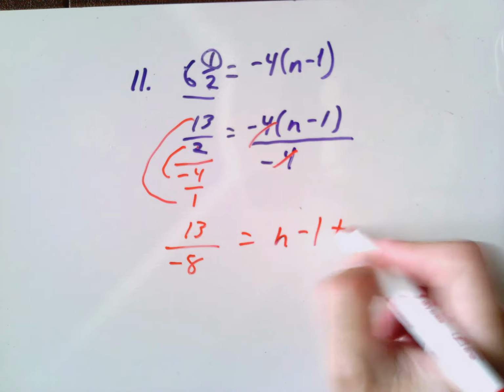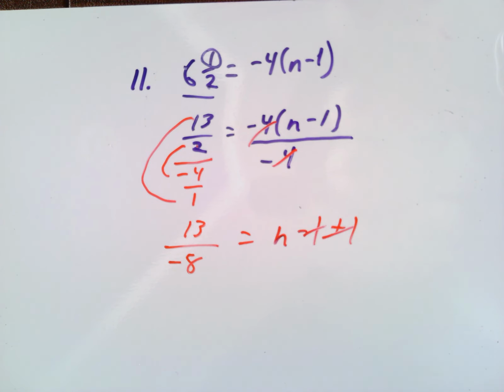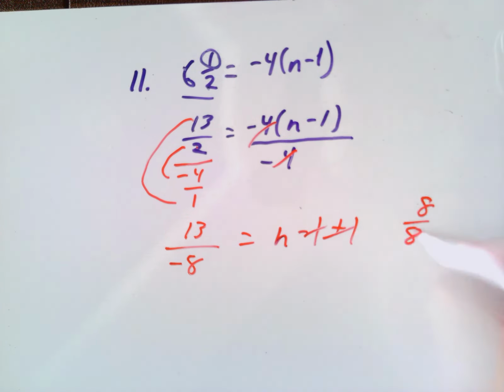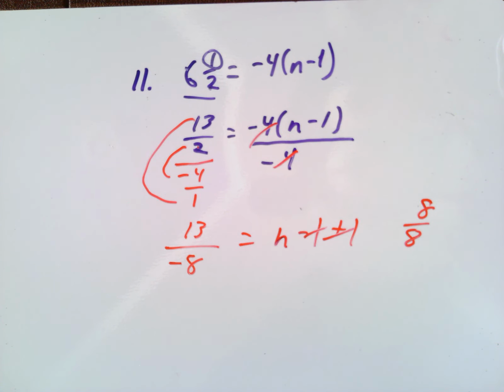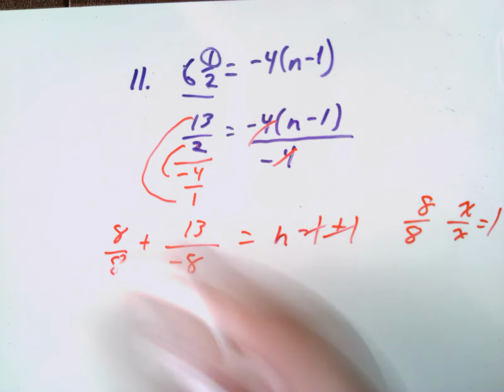Now, I'm going to add 1, so those cancel. What is another way to represent 1? Well, it would be 8 over 8, or 6 over 6, or a over a. As long as it is x over x, that is the number 1. So let's add 8 over 8.